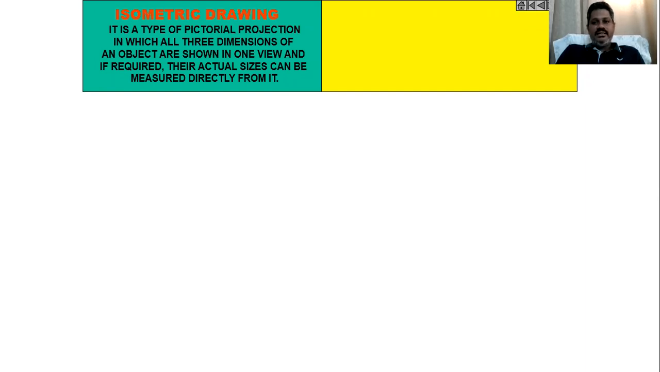Isometric drawing is the pictorial projection of the component which shows all the views in a single drawing. It also shows the actual sizes or actual dimensions of the component. This is the need of the isometric drawing.